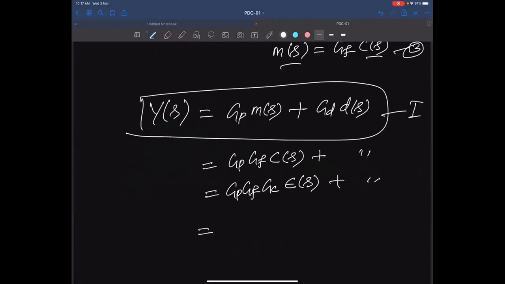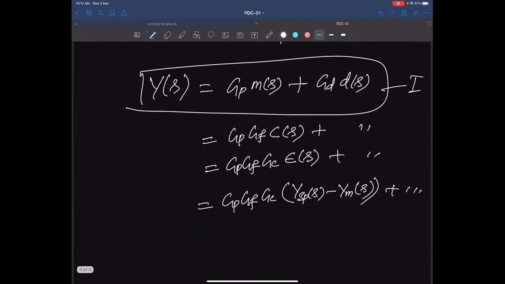And again, what is error? GP, GF, GC. Error is, what is the error? It is set point S minus Y measurement, Y measurement of S. Sorry. If you don't want the S everywhere, you can reduce it, no need to put S unnecessarily. Okay. So this is the thing we have.